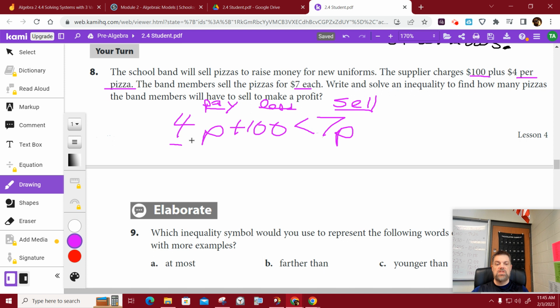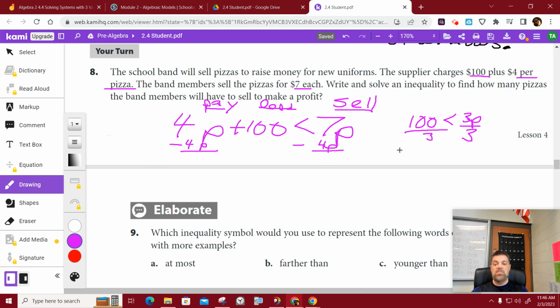So what I'm going to do to solve this is subtract 4P from both sides. That gives me 100 is less than 3P. Now what do I do to solve? What's the 3 doing to the P, mathematically speaking? It's multiplying. So what's the inverse of multiplying? Dividing. So I'm going to divide by something. What am I trying to move? The 3. So I'm going to divide by 3 because that's what I want to move. And whatever I do on one side, I do on the other.